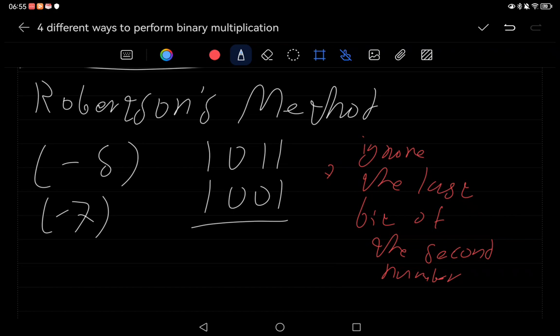Next, I have Robertson's method. So I will continue with our previous numbers, which are minus 5 and minus 7. I will write them here, as we can see.